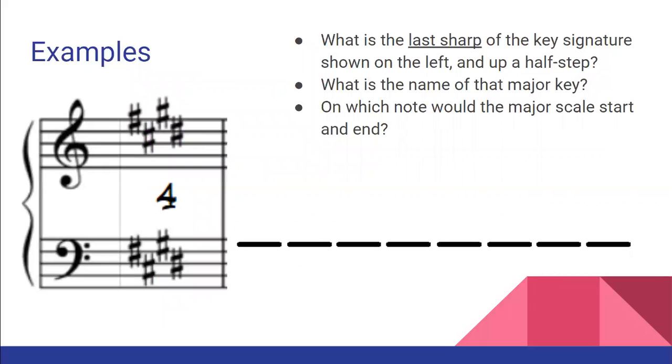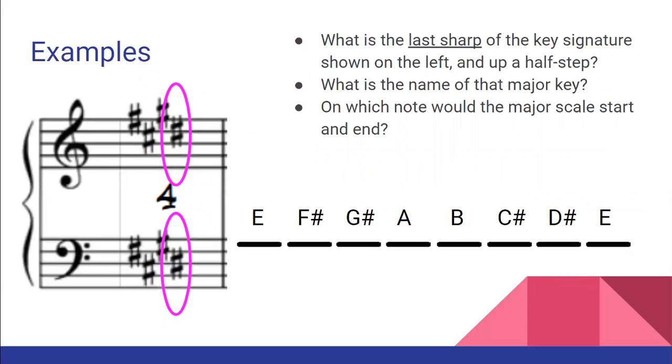4 sharps, what are they? Fat cats go down, meaning the last sharp is D sharp. What's a half step up from D sharp? The answer is E. So the scale is going to start on an E. Include all 4 sharps, and you get your final answer.